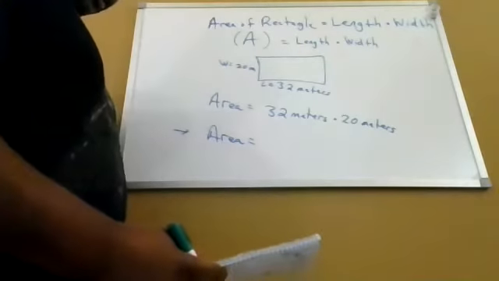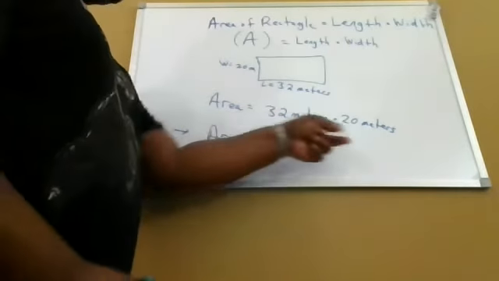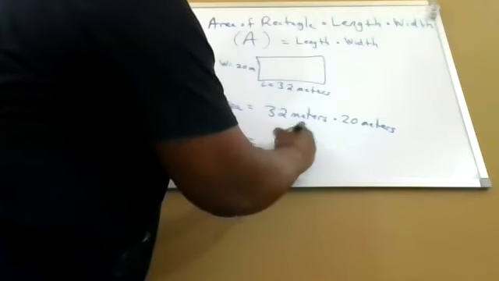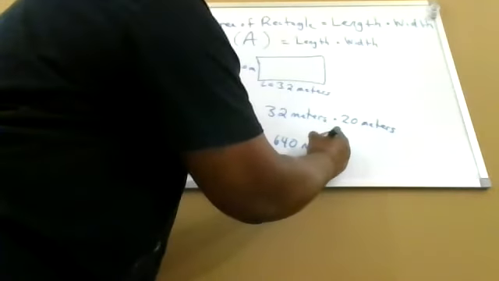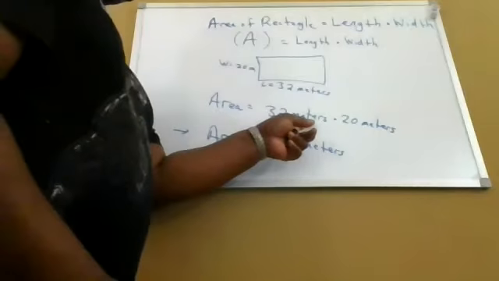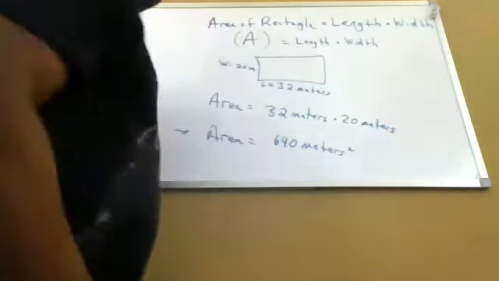The area is going to be 32 times 20, which gives me 640. And then meters times meters gives me meters squared. And that's our first example.